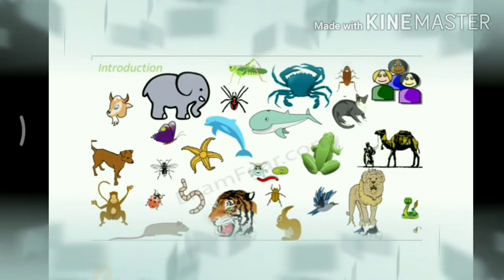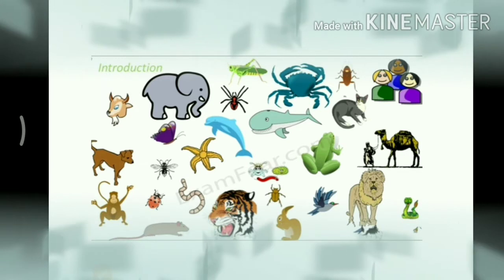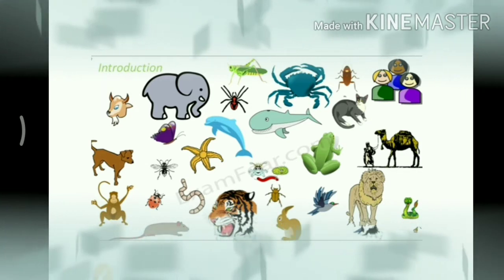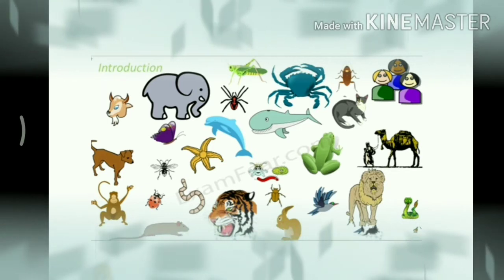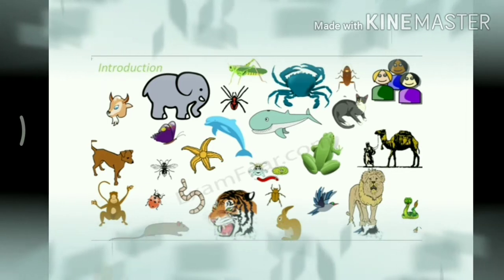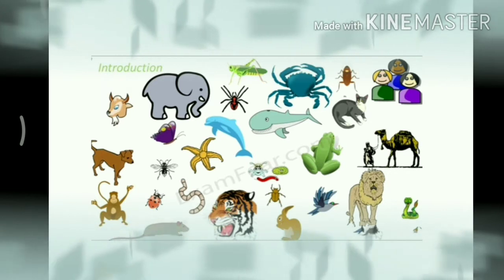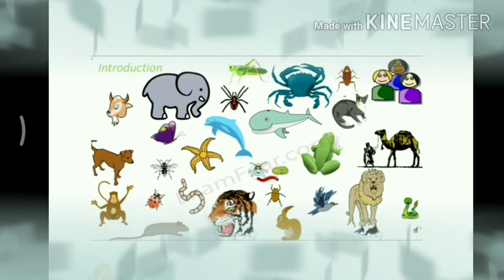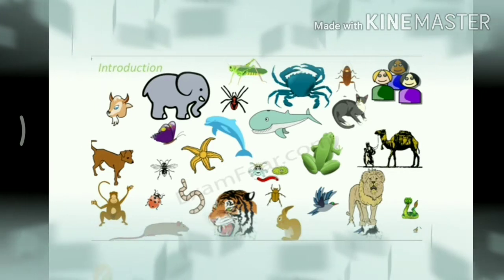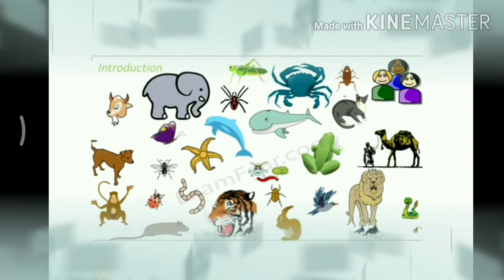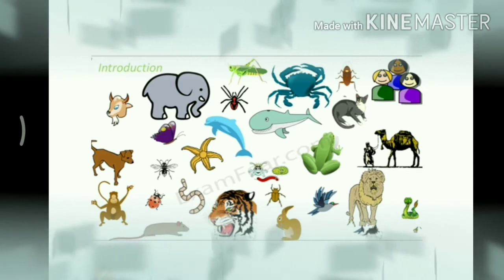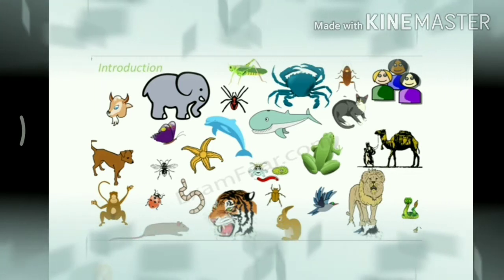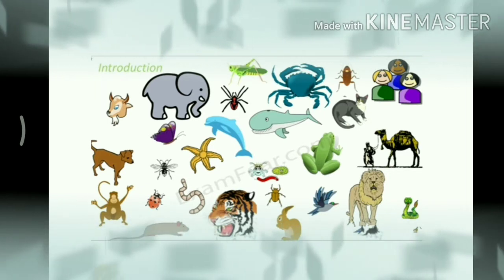In this picture you can see a variety of animals. As you can see in your surroundings, a lot of variety comes to mind, right? Starting from small bacteria to small insects to huge animals like elephants, even we human beings, cats, dogs, many aquatic fishes, everything comes to your mind when we think of animals.